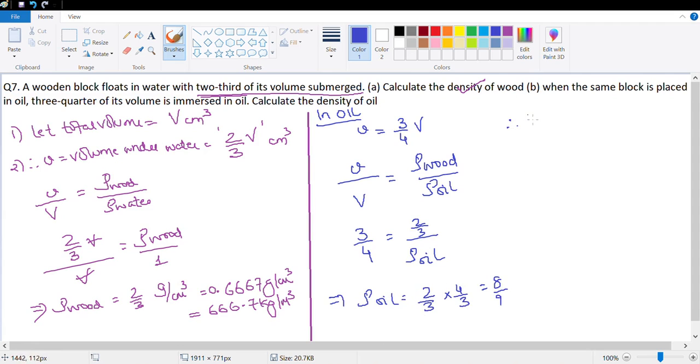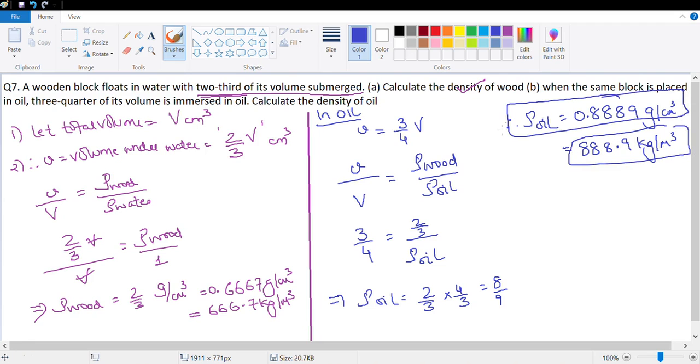Therefore, density of oil would be equal to 8 upon 9. So that will be 0.8889 gram per centimeter cube. If you want to write it in kilogram per meter cube, it will be 888.9 kg per meter cube.